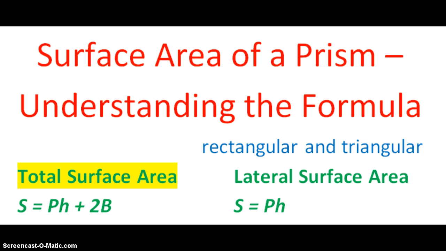So let's again look back at our formula. For total surface area, right here, we're going to take the lateral surface area, and we're going to add in two base areas, and that gives us the entire total surface area. And that works for all prisms. Specifically, we are again going to be talking about just rectangular and triangular prisms. We will later talk about cylinders.